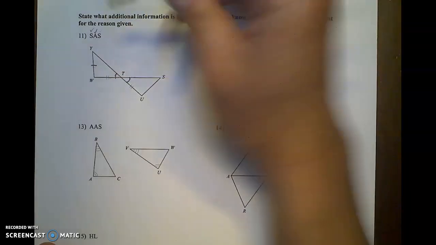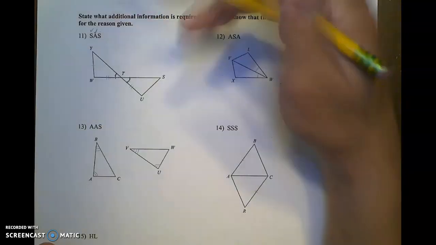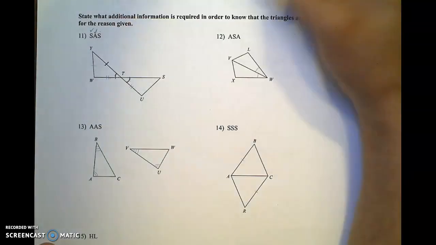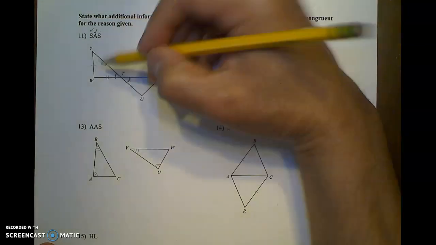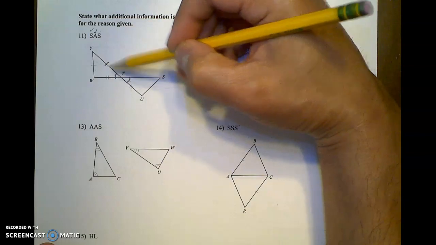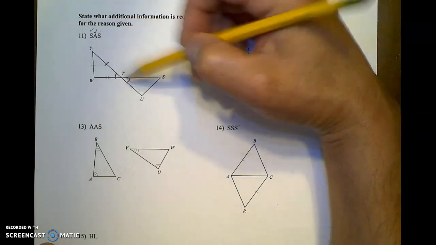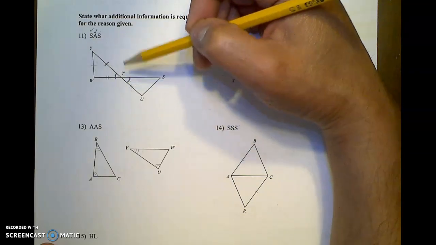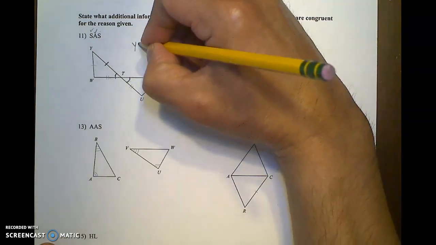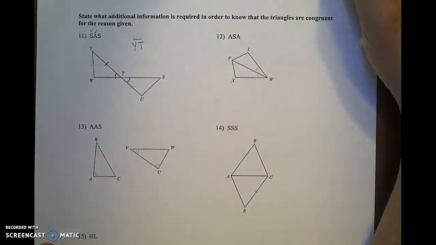Okay? But if we mark up side YT, so now here's our two tick mark sides, and here's the angle in between the two sides. Okay, so we definitely want side YT to be marked up here. So we need to get YT as part of our required information.